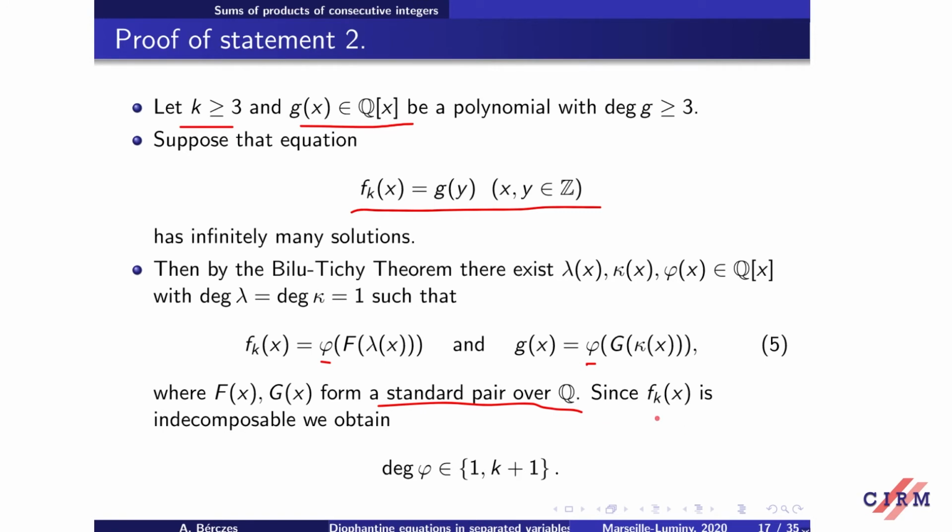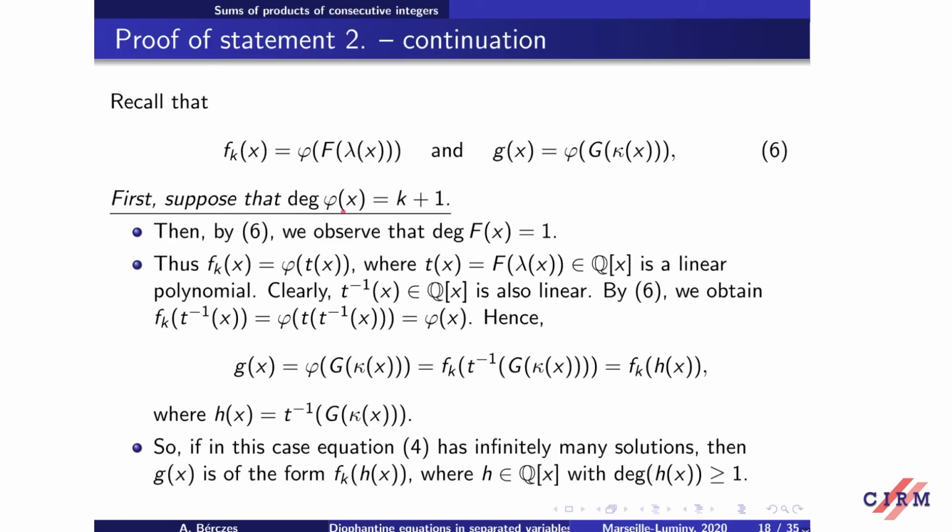Now, we have proved a few slides before that F_k(x) is indecomposable. So that means that the degree of this φ is either 1 or it is k plus 1. If it's 1, then of course f must be of degree k plus 1, otherwise f will be linear. So let us see the two cases. We will address first the case when the degree of φ(x) equals k plus 1.